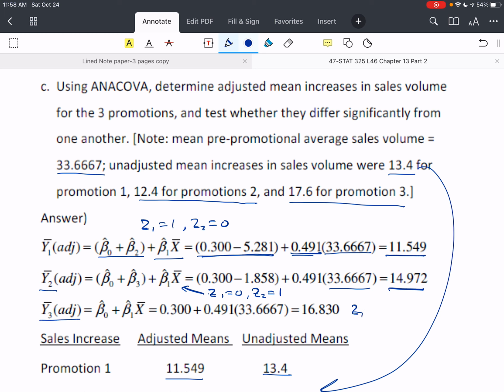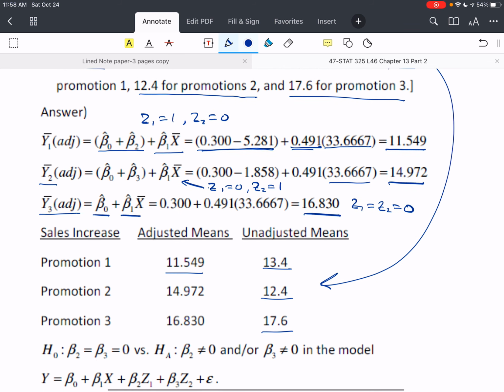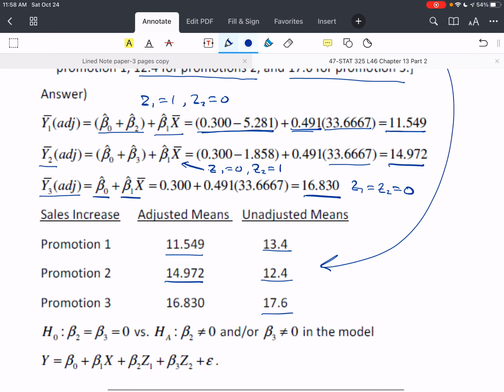and for y bar 3, this is where z1 equals z2 equals 0. So all that we have is beta naught and beta 1 x bar. And so that gives us the highest one, 16.83. Okay, so we've got the adjusted means and we have the unadjusted means.